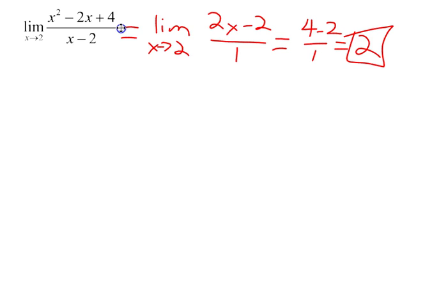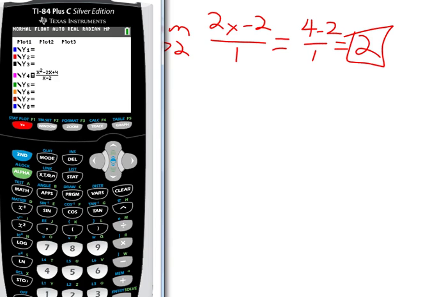But wait a minute. For some reason, I've got this itchy sensation that I just want to look at what this graph looks like. So I'm going to go ahead and type this equation in on my graphing calculator. So I've typed it in. And again, let's not forget what a limit is. I'm looking for what my y values are approaching as I approach a particular number, in this case 2, from both the left and the right side.